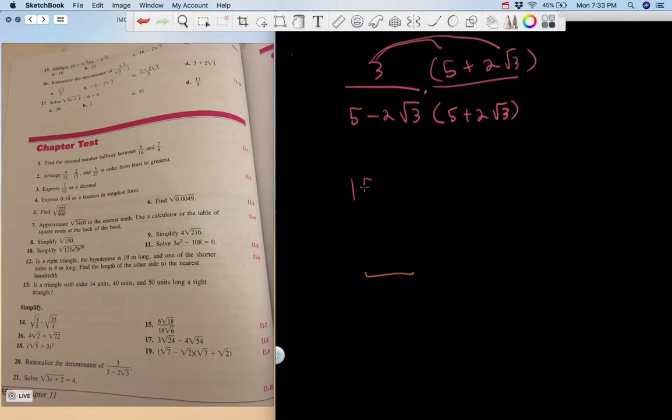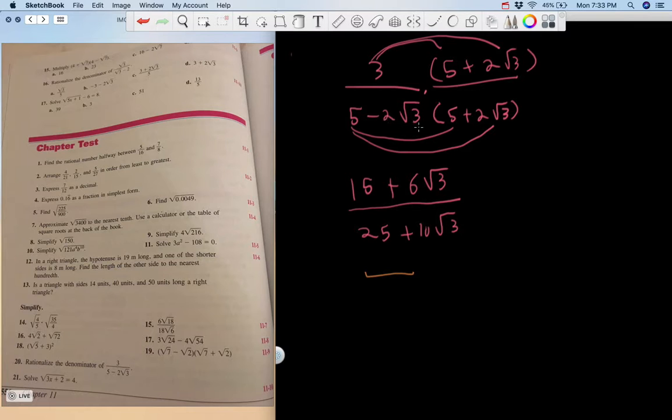3 times 5 is 15. 3 times 2 root 3 is 6 root 3. And then the bottom, we get 5 times 5 as our first term. That's 25. 5 times 2 root 3 is our next term, so plus 10 root 3. Negative 2 root 3 times 5, so minus 10 root 3. And then lastly, we have negative 2 root 3 times 2 root 3. So that's minus 4 times root 3 squared, so minus 4 times 3. So that's just minus 12, so I'm going to write it as minus 12.